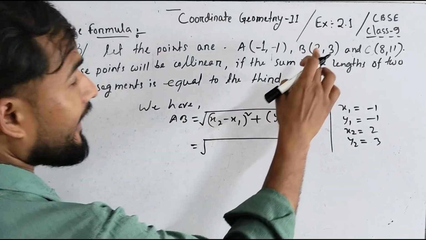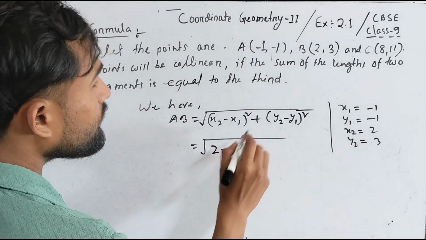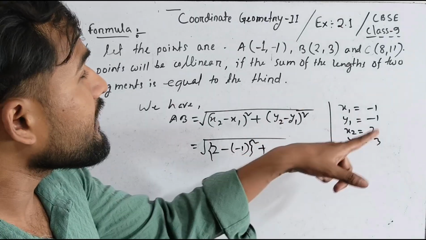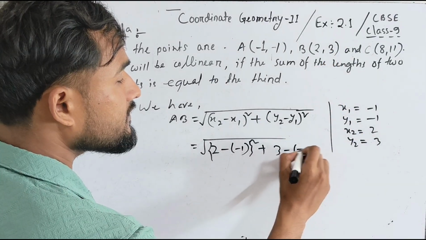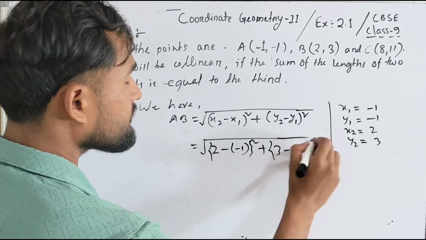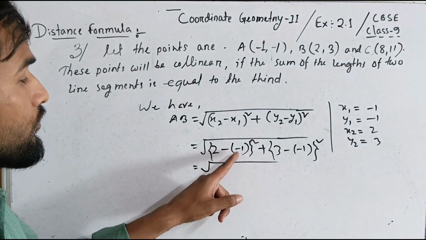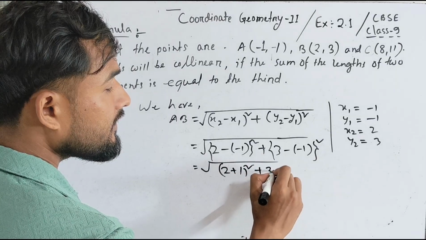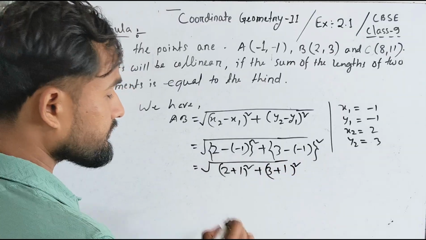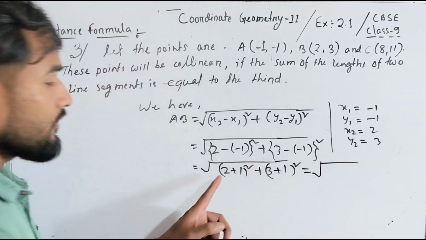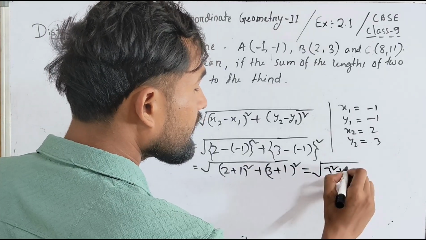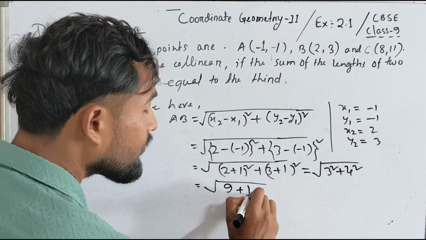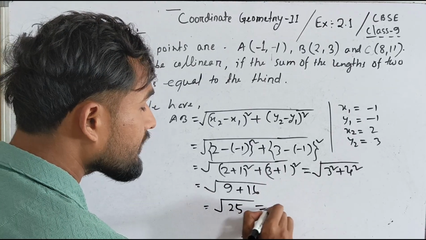x2 minus x1, x2 means 2, 2 minus -1 whole square plus y2 minus y1, 3 minus -1 again whole square. 2 minus -1, minus into minus will be plus, 2 plus 1 whole square plus 3 plus 1 whole square equal to 2 plus 1 will be 3 square plus 4 square, 3 square will be 9 and 4 square will be 16 and root over 25 equal to 5.